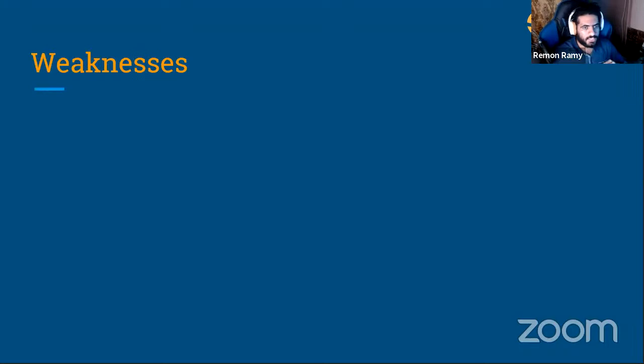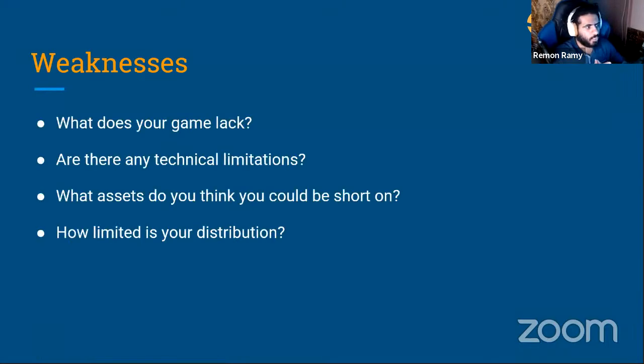Right. So weaknesses. What does your game lack? No matter how good your game is, there is a very good chance that it might lack something. You can't really cover everything. You could have a really amazing story, really good focus on story, but the gameplay is not as interesting, or it's less significant. Some people do enjoy that.